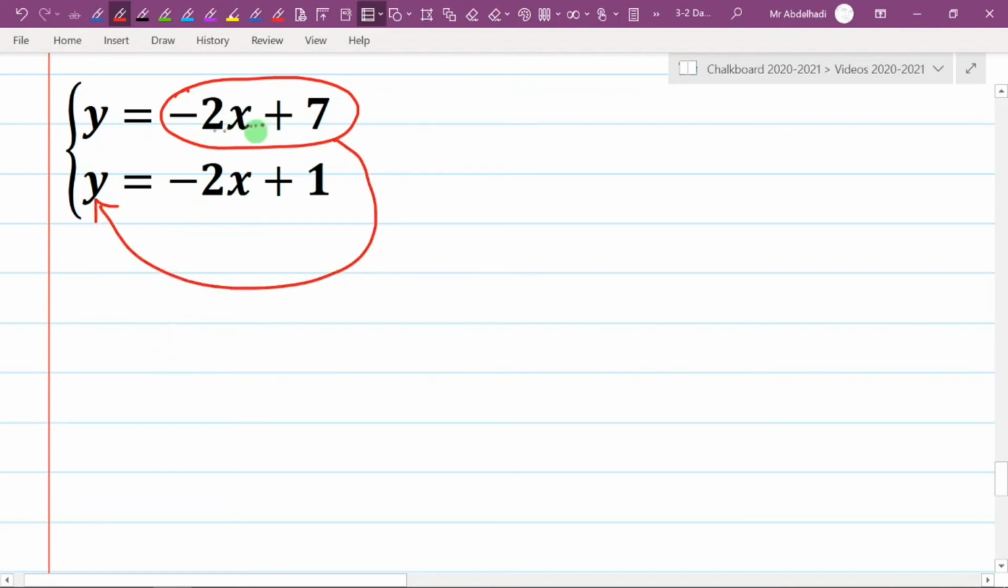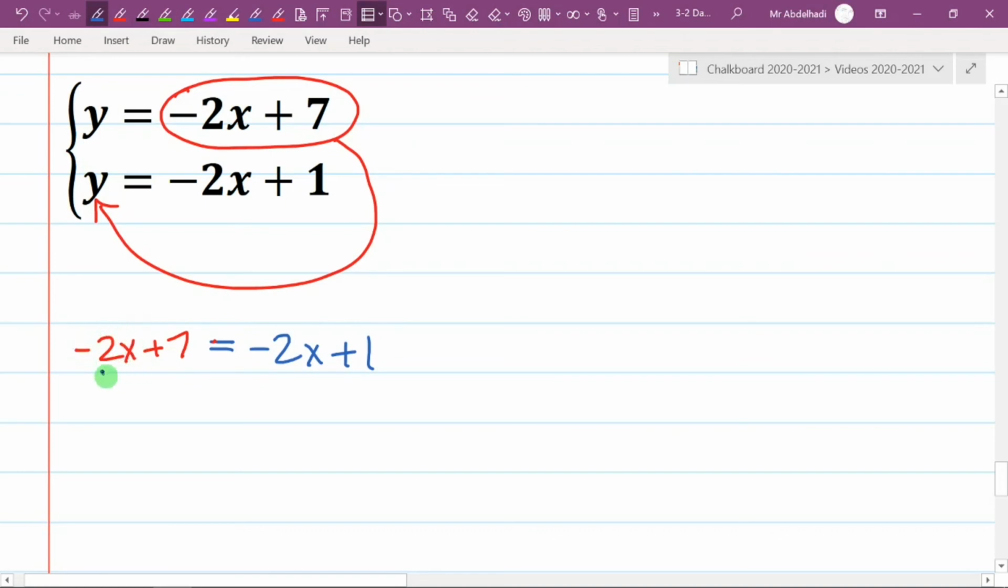So you could take this and plug it in or substitute for y, and you get negative 2x plus 7 equals negative 2x plus 1. No more y's, so you've eliminated the y's by substitution. And now what you're going to do is try to solve for x. Well, you can't really solve for x if there's x's on both sides of the equation, so we get rid of one of the x's. Let's get rid of this one over here.